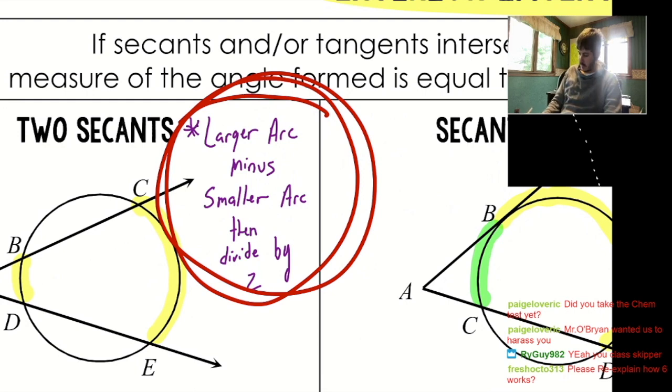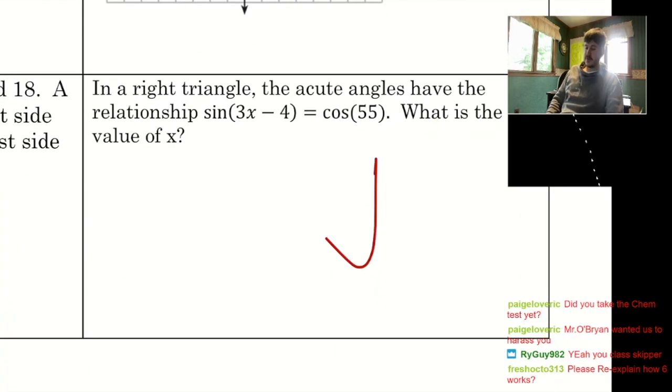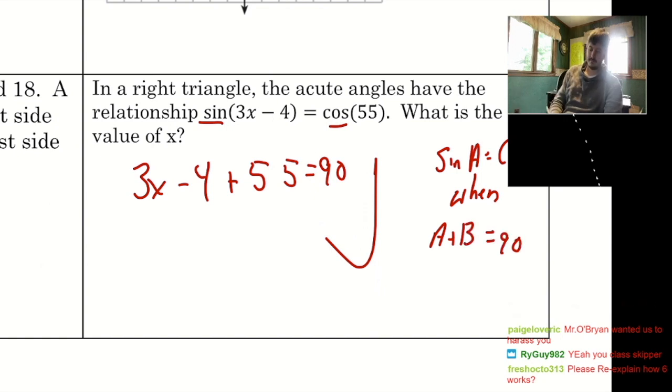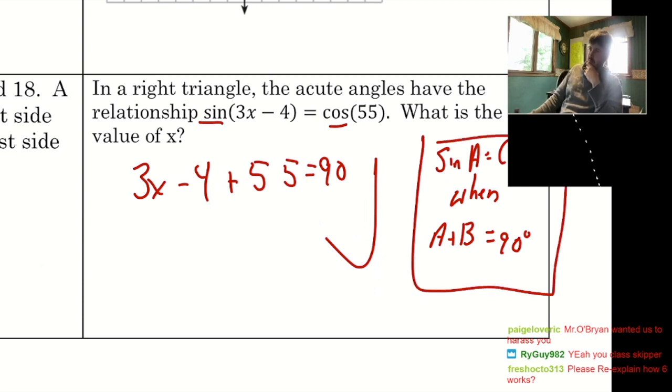Can I re-explain number 6? Number 6 is a complementary relationship between sine and cosine. Because they use sine and cosine, and they've set them equal to each other, make sure that 3x minus 4 plus 55 is set equal to 90. That is the easiest way to get the value of x. 3x minus 4 plus 55 equals 90. That is that rule that sine A equals cosine B when A plus B equals 90 degrees. And usually I have you explain that relationship. This one just wants to find the value of x. So hopefully that helps with that one.